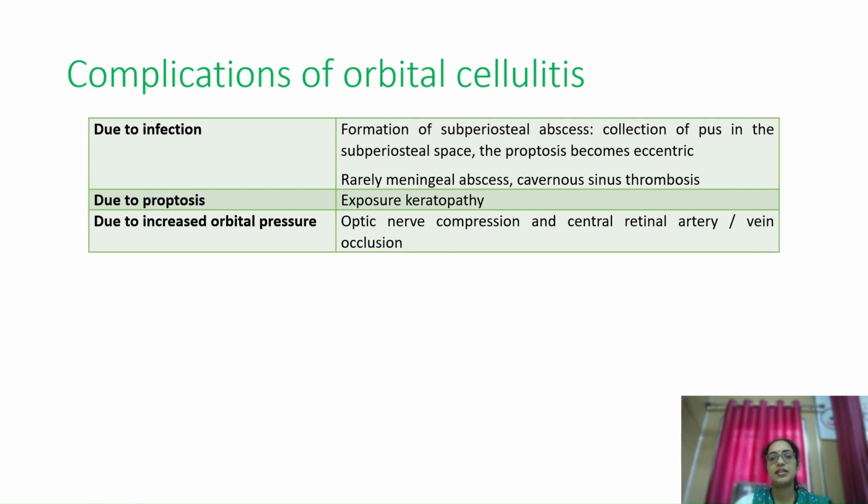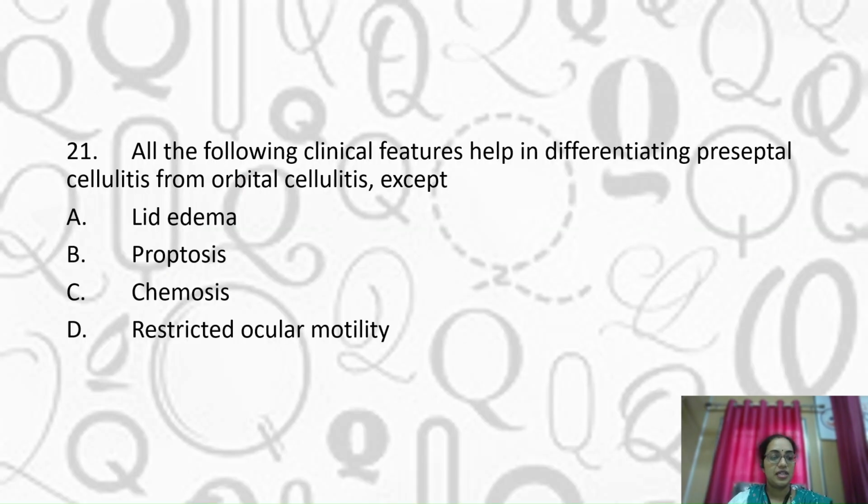So what are the complications that can follow orbital cellulitis? So due to infection, there can be a formation of a subperiosteal or an orbital abscess. And due to proptosis, there can be exposure keratopathy, so the cornea may get damaged. And due to increased orbital pressure, there can be optic nerve compression with central retinal artery or vein occlusion. So let's take another question now.